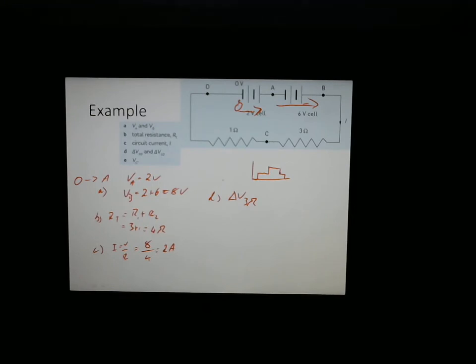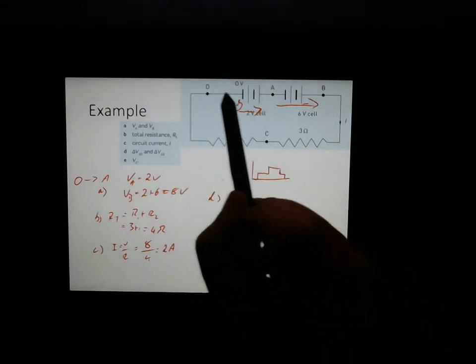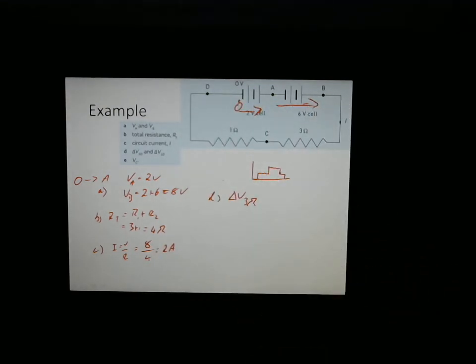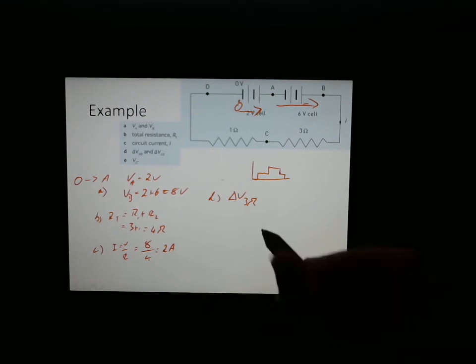Again, we're going to use Ohm's law, but we're going to use it a little bit differently. We know the current going through here must be 2 amps. We've just worked that out. This is a series circuit, so current must be the same everywhere. If there was a parallel component, then we'd have to work out the change in the current through the parallel parts, but we don't have that here.